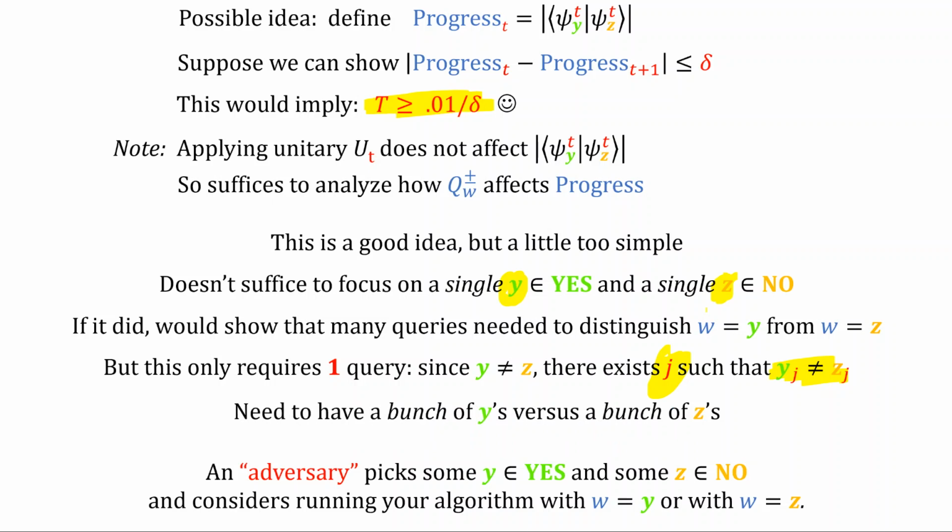So all this is saying is that we can't focus just on a single y and a single z. We have to focus on a bunch of y's versus a bunch of z's. Okay, so we're going to have to make a more sophisticated progress measure, but this is the general idea.